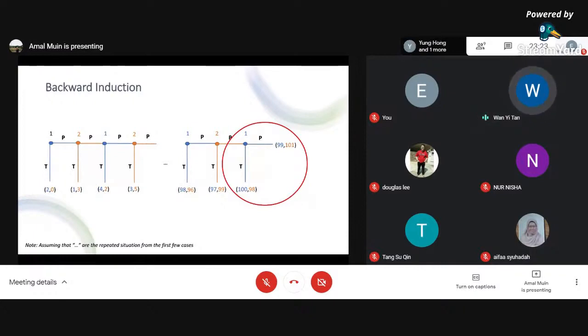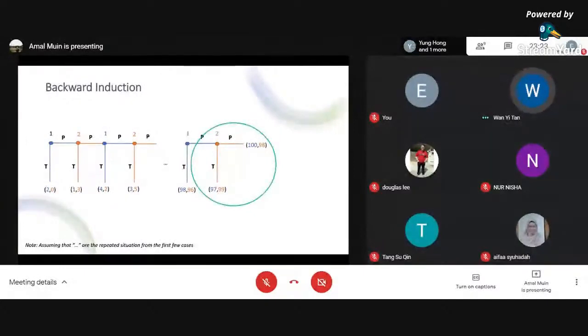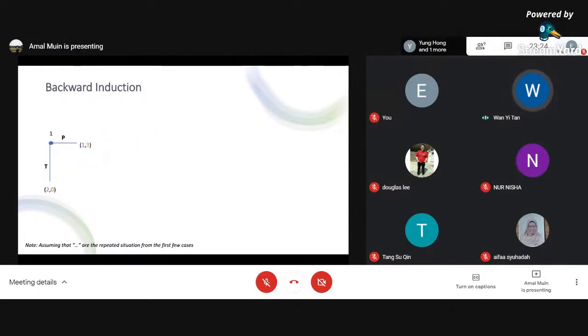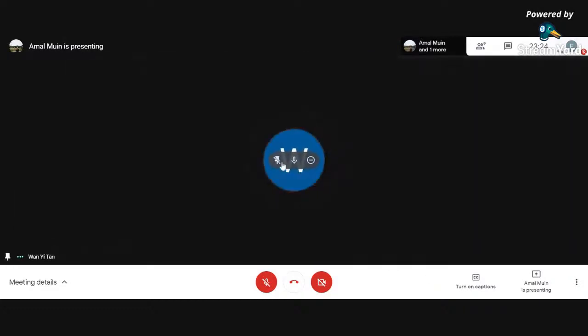Now we do the same for player 1. The payoff for player 1 when player 1 chooses to take is greater than when player 1 chooses to pass. So player 1 will choose to take with a payoff of 100. Now we delete this subgame again, and let us move to the third subgame. Now player 2 has a payoff of 99 when player 2 chooses to take, and 98 when player 2 chooses to pass. So player 2 will choose to take again. We will do the same for the remaining subgames, and we will eventually get here, and clearly player 1 will choose to take because 2 is greater than 1.